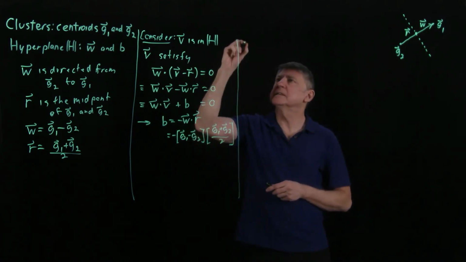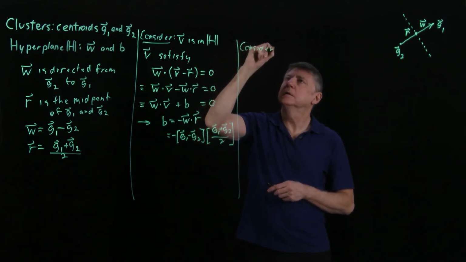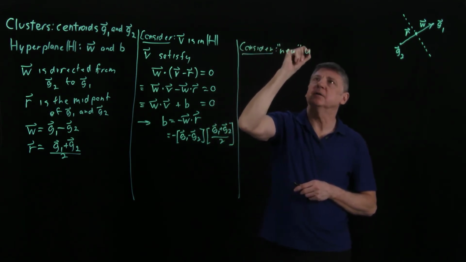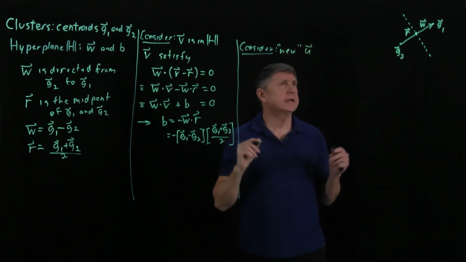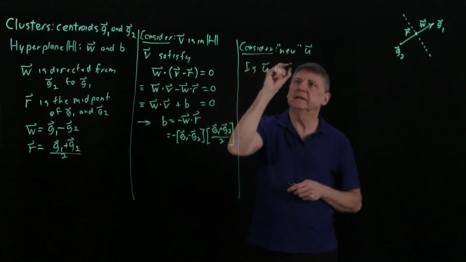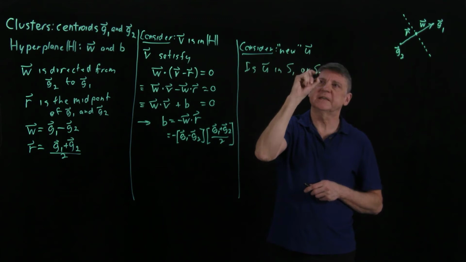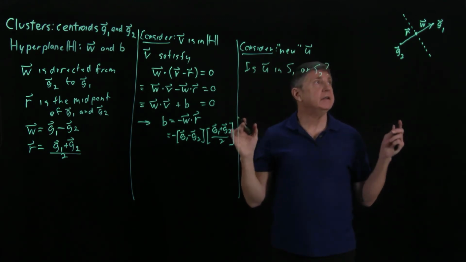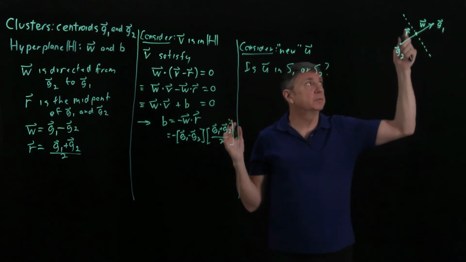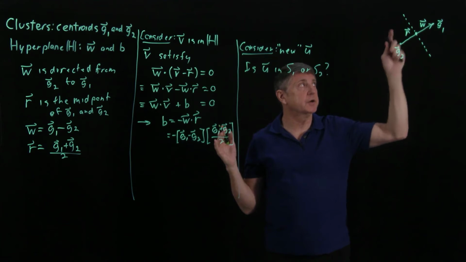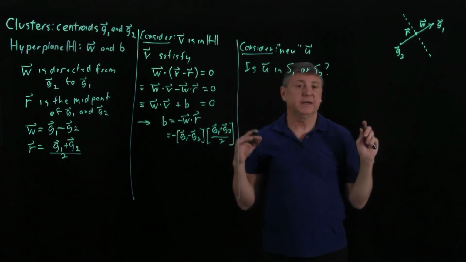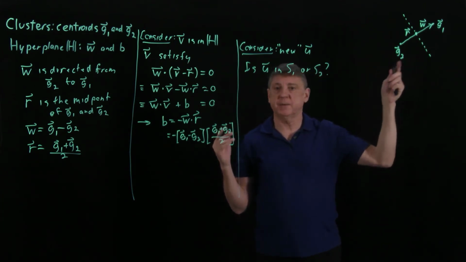Well, now let's consider, we'll put this in quotes, a new vector u. And what we want to say is u in set 1 or set 2. And if we were just given centroids, we would have to take the vector difference and take the squared norm, take the vector difference, take the squared norm, and we could certainly do it. But it's a much faster computation if we use the hyperplane.